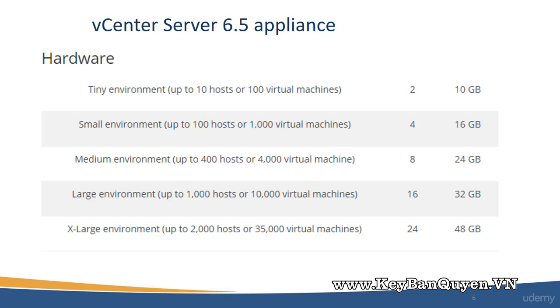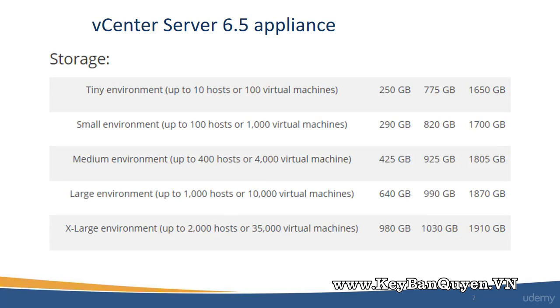Then we have the small environment, up to 100 hosts and 1000 virtual machines. You need 4 CPU and 16 gigabytes. We have the medium environment, which needs 8 CPU and 24 gigabytes of RAM, and the large environment, 16 CPU and 32 gigabytes, etc.